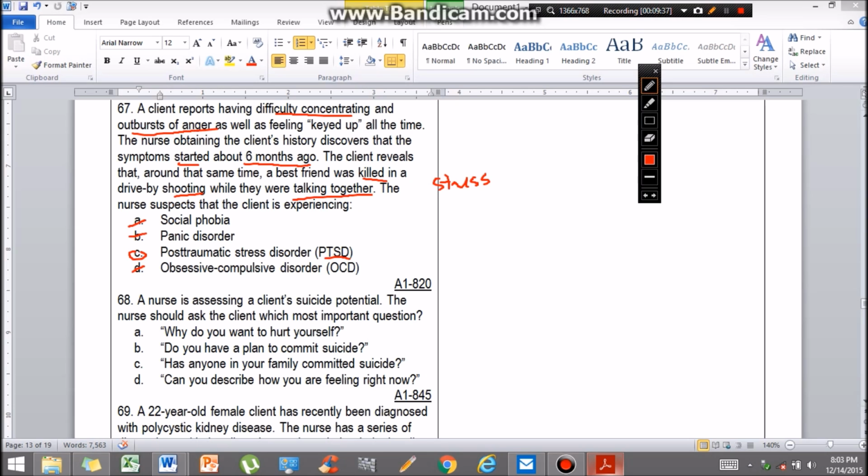Okay. Remember that OCD should have what? Repetitive behavior. So that's a manifestation, so that's why it's eliminated. While this one is about what? Fear. And there was no fear mentioned in the situation.